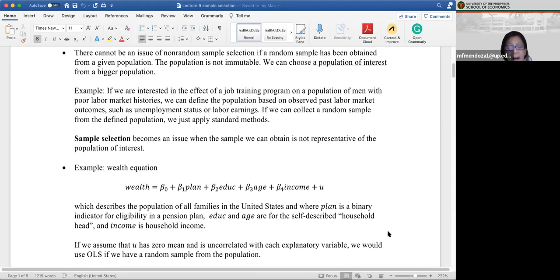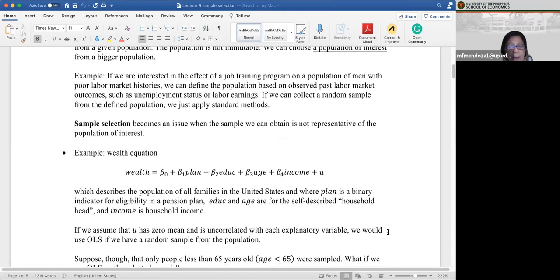Okay, let's have this example. Suppose you have the wealth equation. Wealth is a function of plan, edu, age, and income. So here, plan is a binary indicator for eligibility in a pension plan, and edu and age are self-described characteristics of the household head.